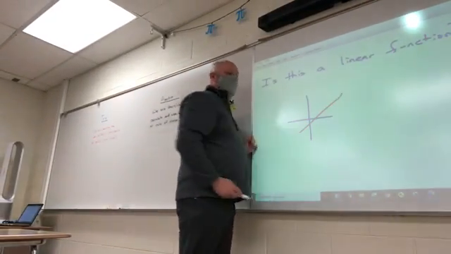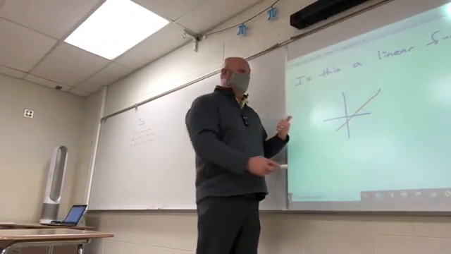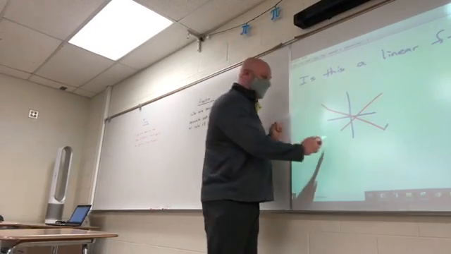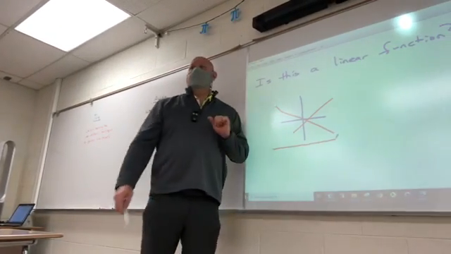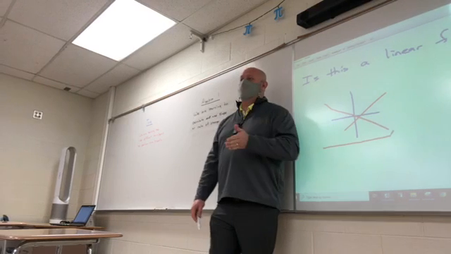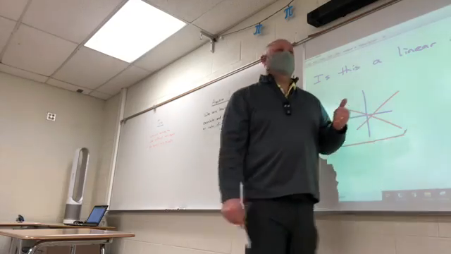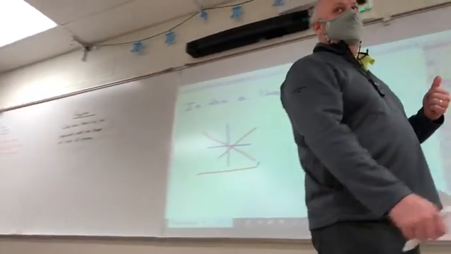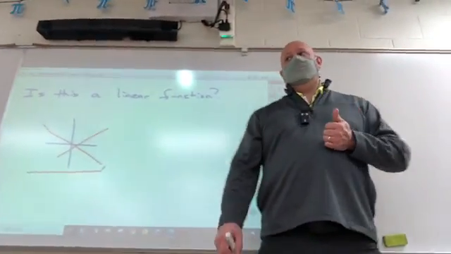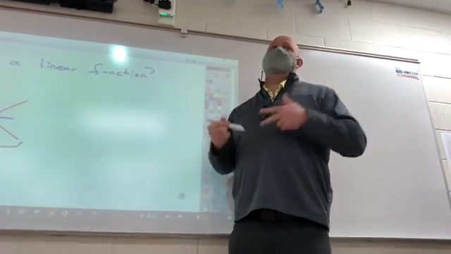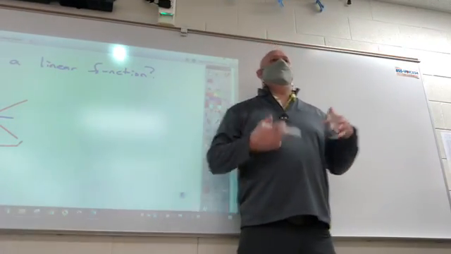A slanted line, that'd be fine. It could be positive or negative slopes, right? Or a horizontal line would work. But a vertical line was not going to be a function, right? How do you tell in equation form if it's linear? That's graph form. Same question in equation form. What kind of things make it not linear?